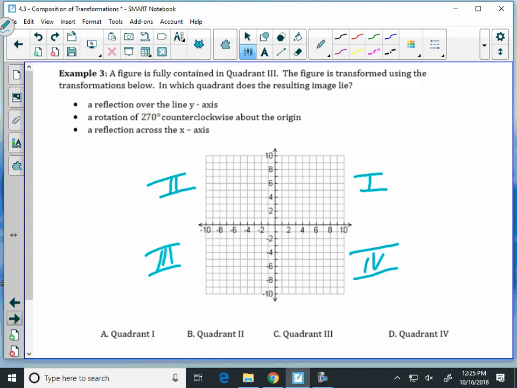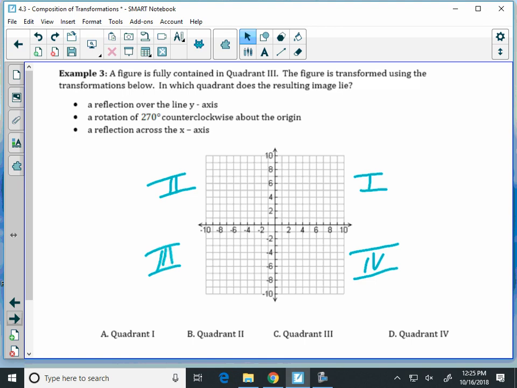What's the problem here? Yeah, they didn't tell us where exactly the figure was. It just said, hey, there's this figure in quadrant 3. And we had to figure out after we do these 3 transformations, what quadrant does it land in? What do you think we should do? Very good. Yeah, just draw your own figure. Even better.